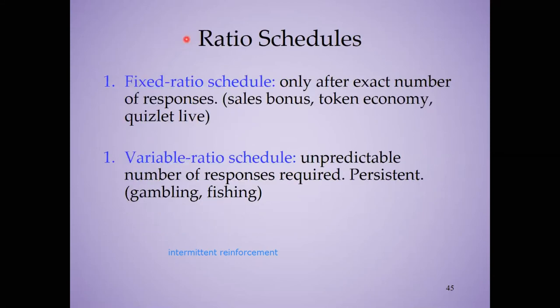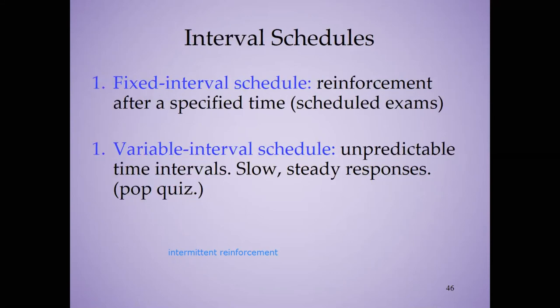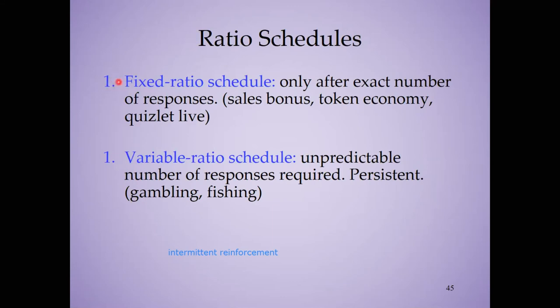Then more refined schedules involve two types. We have ratio schedules. Ratio schedules are based on the number of behaviors that must be performed to provide reinforcement. So it's based on number. Interval schedules, on the other hand, involve a certain time interval that must elapse before the reinforcement is provided. Okay, it sounds confusing, but I'll explain it. So we have a fixed ratio schedule. In this case, the behavior produces reinforcement only after a fixed exact number of responses have been made. Always the same number of responses must be made.